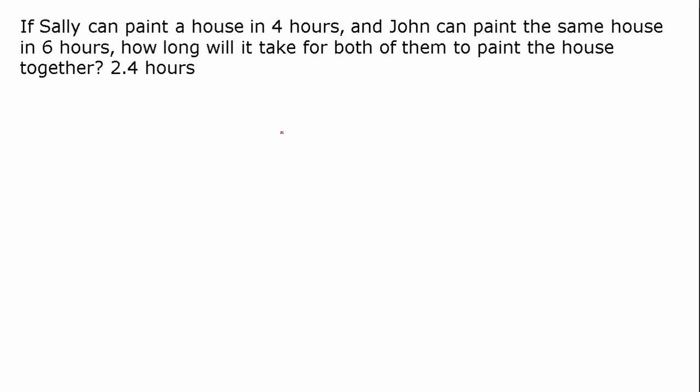Again, this is another combined rate problem. It says if Sally can paint a house in 4 hours and John can paint the same house in 6 hours, how long will it take for both of them to paint a house together? Again, if Sally can paint the house in 4 hours, she can paint 1 over 4 of the house per hour. And if John similarly can paint the house in 6 hours, he can paint 1 over 6 of the house per hour. Add our variable t in there and set this equal to 1.